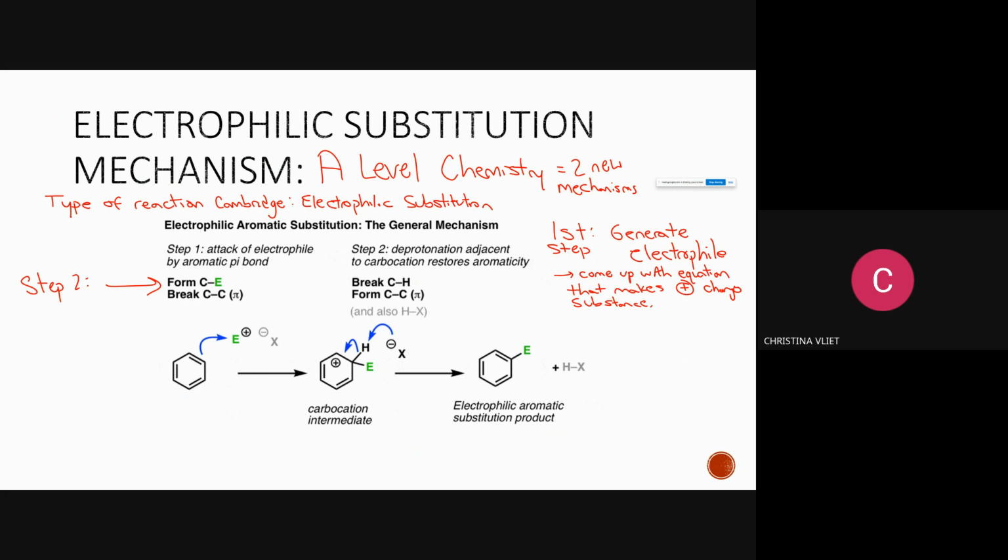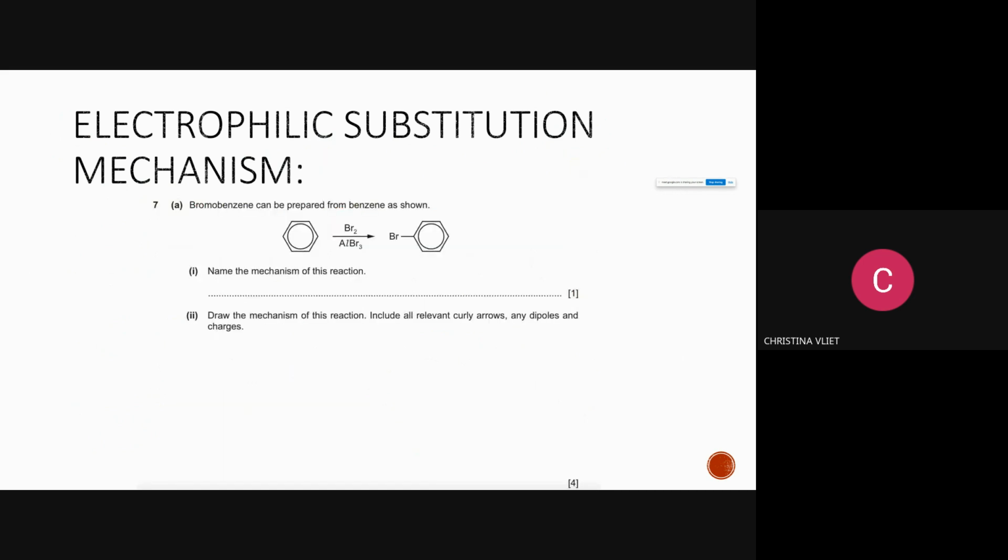I'll pause if you needed more time. Are we good? We're good? Okay. I'm going to use this example to show you what to do. It says bromobenzene can be prepared from benzene as shown. And they give you the reaction that we've been learning about.